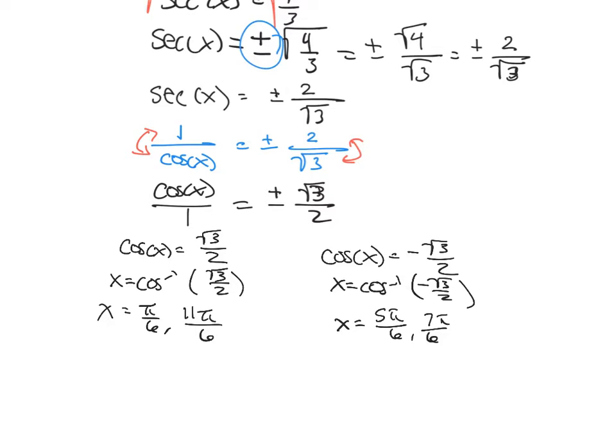But don't end it here. Please make sure that you put all of your answers into a solution set in order from least to greatest. So this will be pi over 6, 5 pi over 6, 7 pi over 6, and 11 pi over 6. So this is how to do problem number 9. Let's keep going.